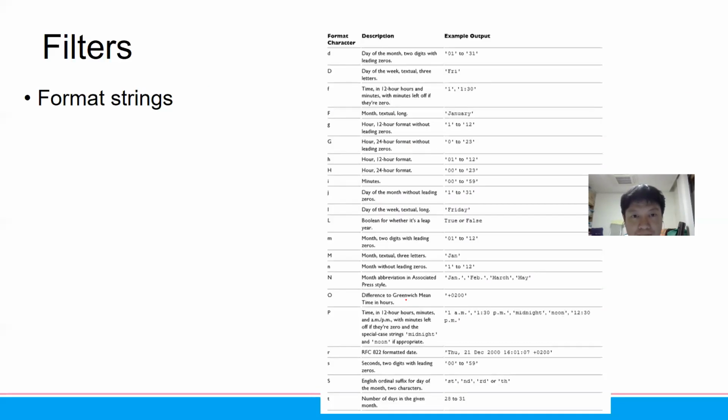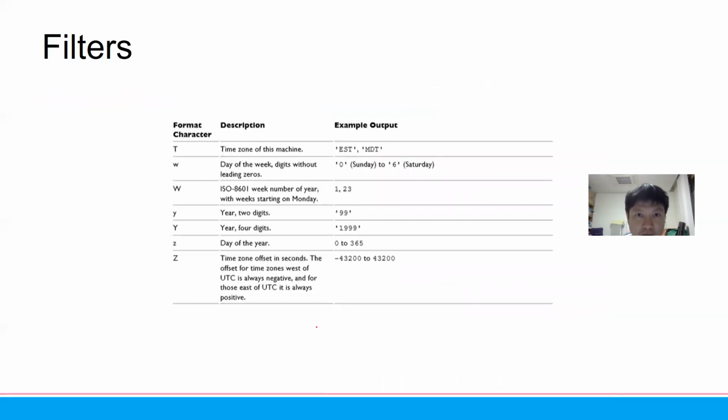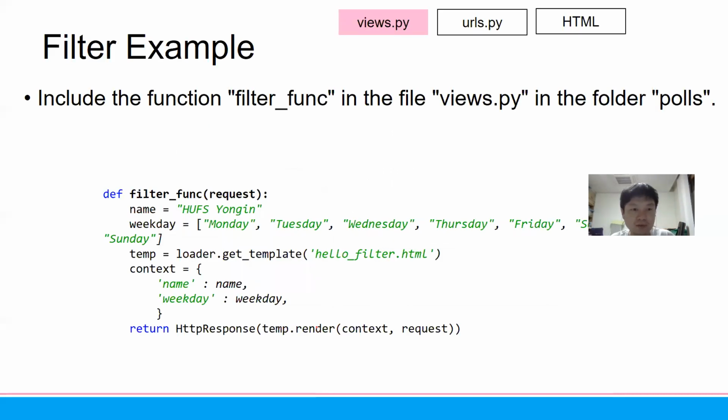And then Y. Y means the year with 4 digits. So you can also have the year with 2 digits, like, say, now the year is 2010, or 2020, so you can just give the 20. So for this kind of filtering, if you understand the format characters, then you can just use the format characters with regard to the time. So let's deal with this example.